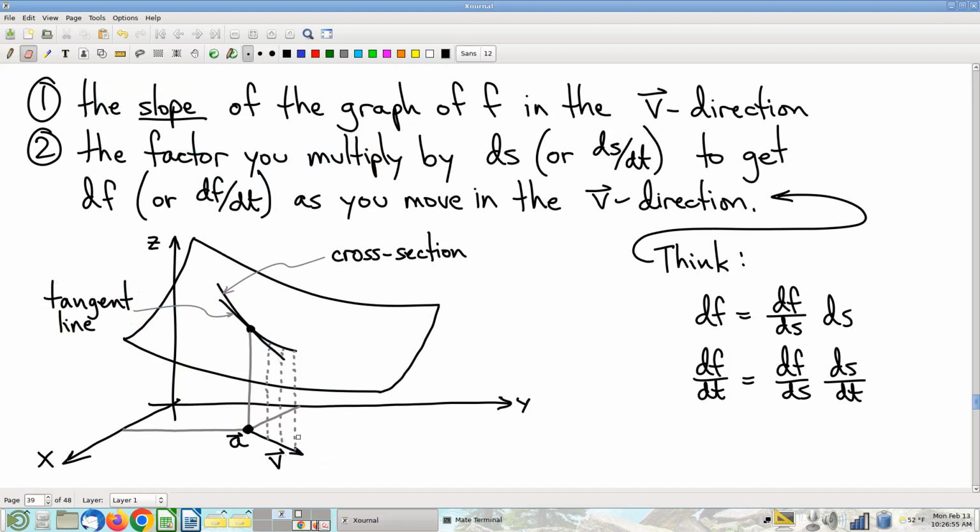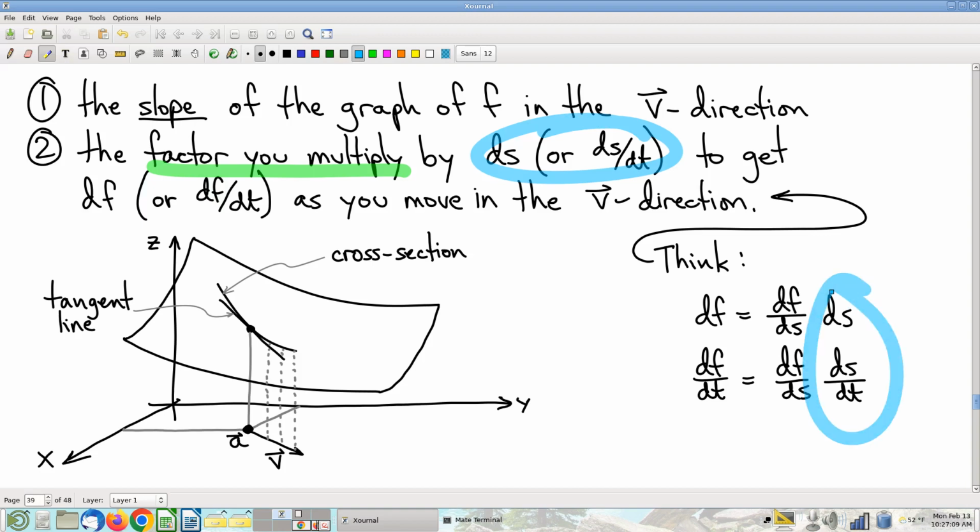Okay. Now, as a notational thing, let's look at what we've got here in item number 2. This thing called the directional derivative. Again, it's a multiplicative factor. It's what you multiply by input change, measured either as a distance or as a speed as you're moving in that given direction. Take your pick.